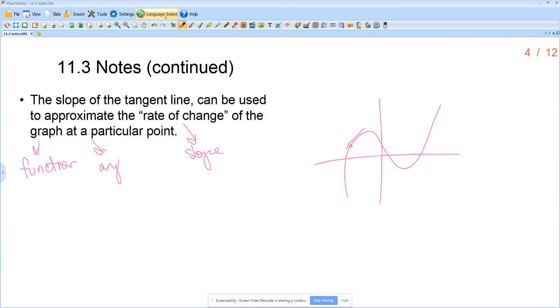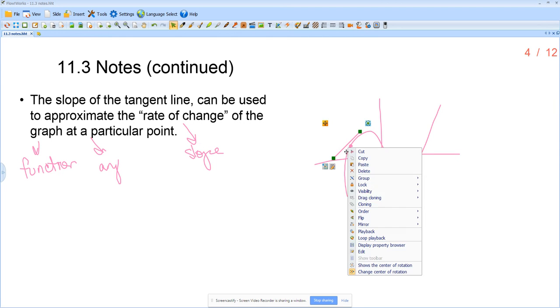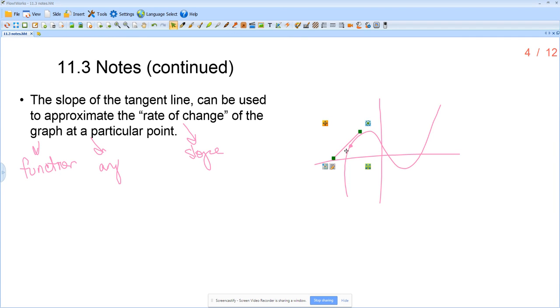of a line that is tangent. I take this tangent line, and I use that slope to approximate the slope right at that point. Okay, so graphically, that's just a little bit of an explanation.